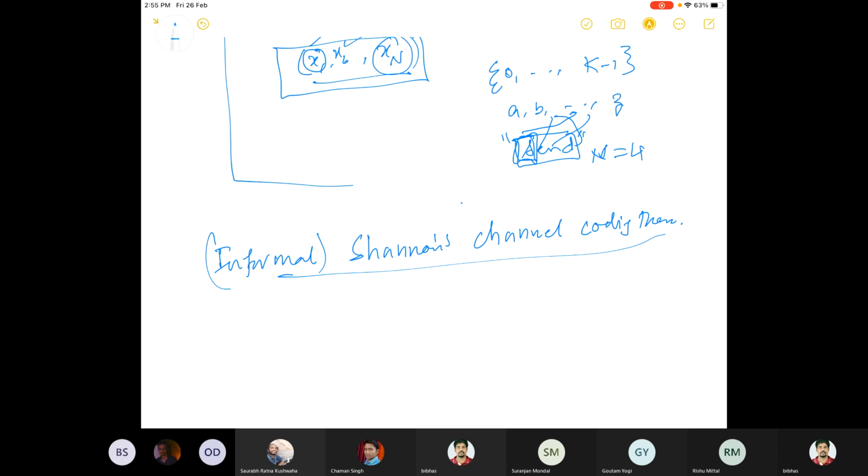But simultaneously, there is another problem, because whatever you want to send has to be uniquely decoded. So there are two things. One is the source sequence, meaning the sequence of source letters. What you are sending has to be uniquely decoded at the receiver's end.